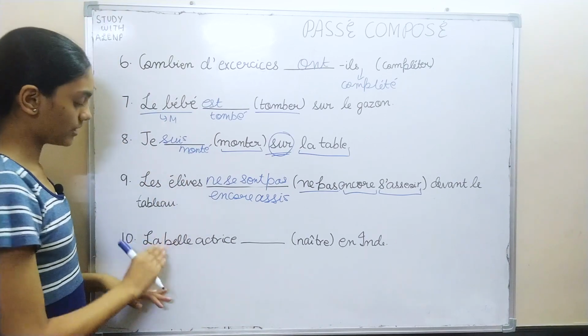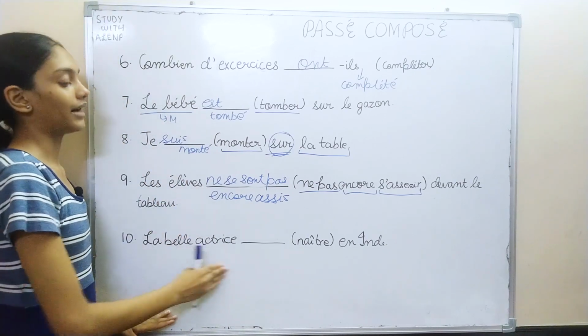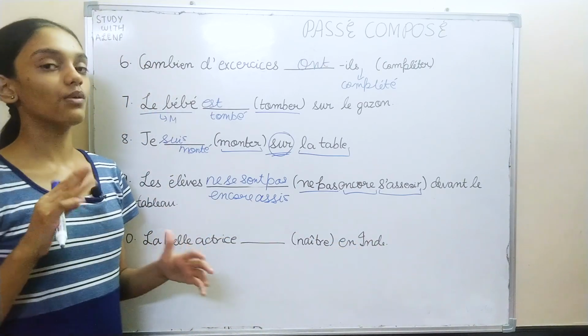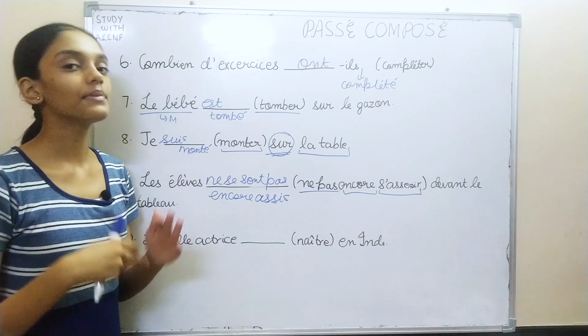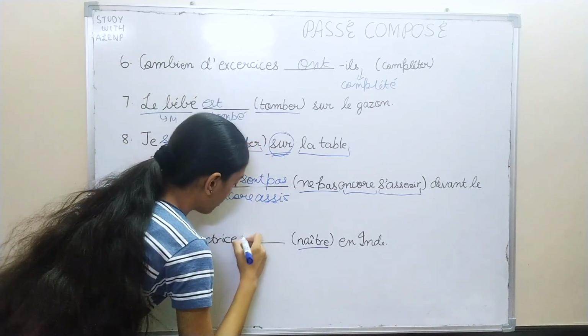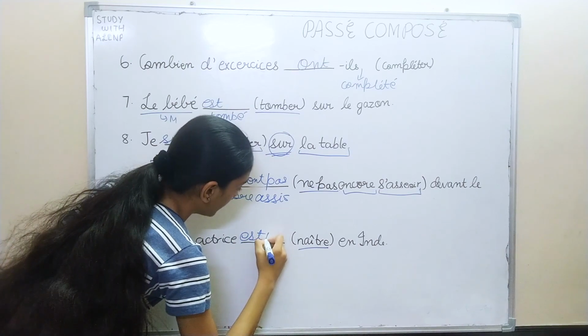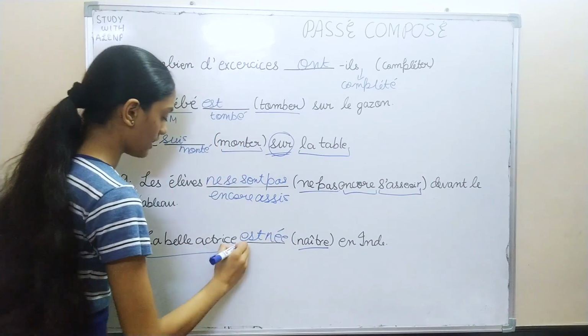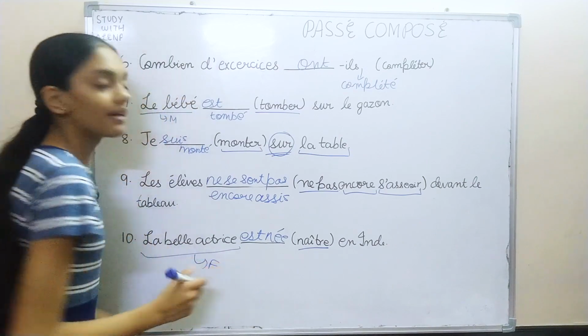The last question is, la belle actrice naître en Inde. The beautiful actress was born in India, and naître is our verb, so this is conjugated with être, so it's née, with an extra e because la belle actrice is feminine.